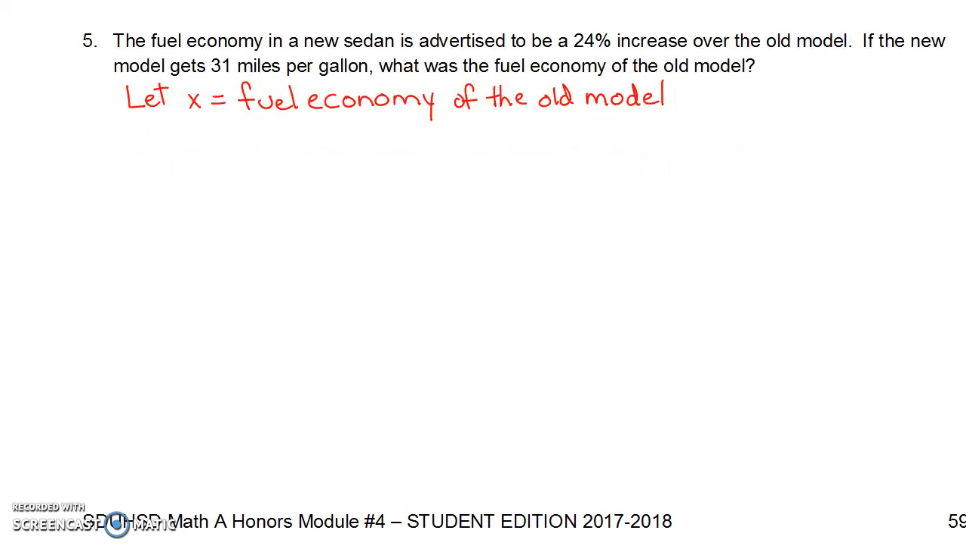There are two different ways that we can set up our equation. One of the ways that's maybe the most direct in terms of comprehension is taking the old model, adding our 24% increase of the old model, and that totals 31. The other way we can think about it is that if there's a 24% increase, that means that the new model is 124% of the old model. So we could also start our equation with 1.24x equals 31. Go ahead and hit the pause button, solve both, and then check your answer.